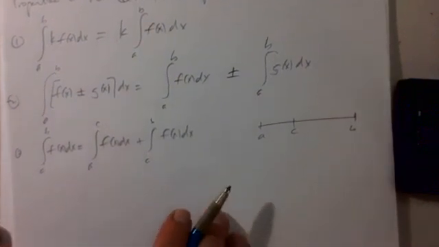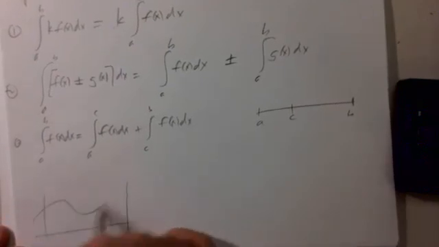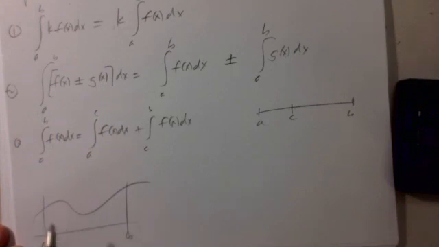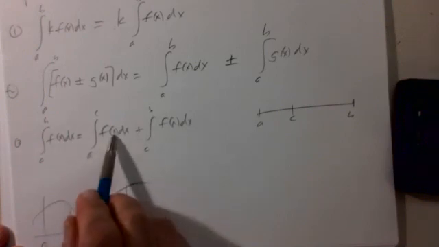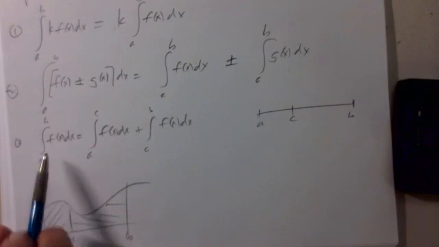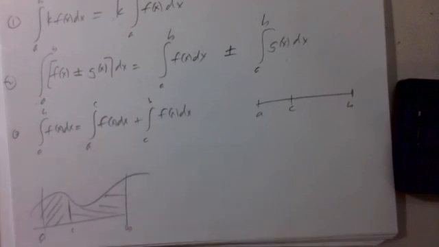If your function is non-negative, you can see this in terms of area very easily. So here is A and here is B. The integral from A to B, that's the area under the curve. Suppose I take a point C. This is the area from A to C. This is the area from C to B. And what this says is this area plus this area is the total area. So if you think of this geometrically, it's very simple.